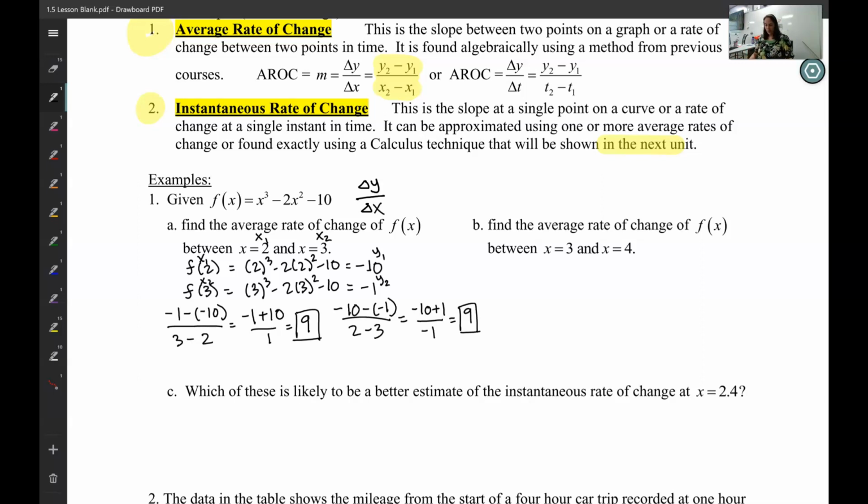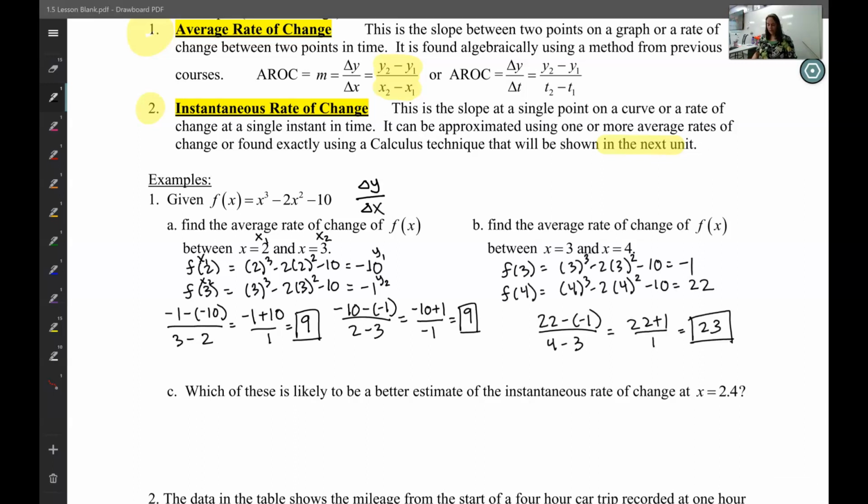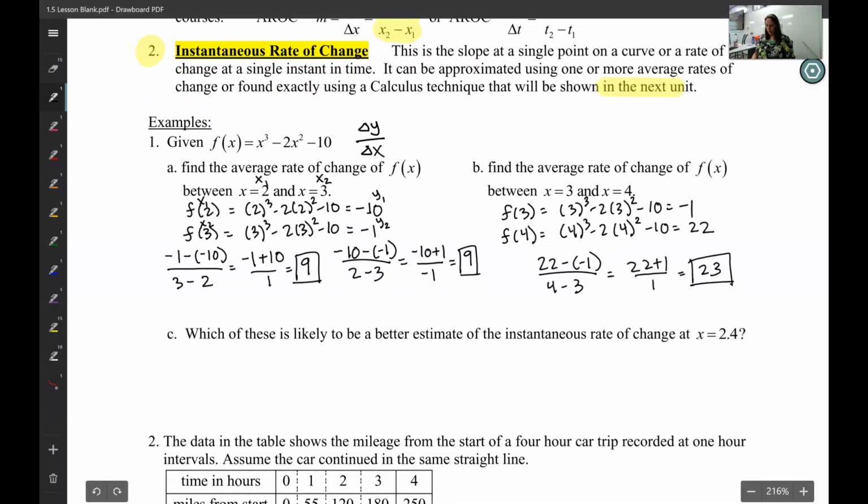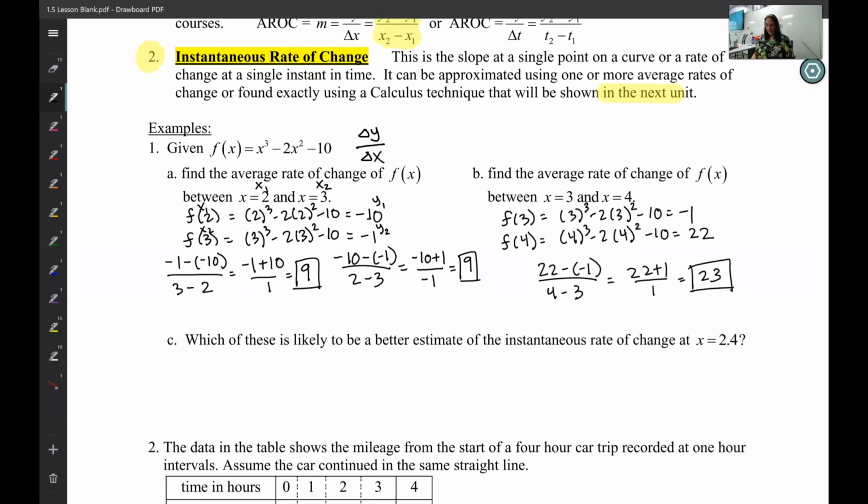So pause the video, try out B. Ready, set, go. Okay, should have gotten 23. Now let's look at part C. Which of these is likely to be a better estimate of the instantaneous rate of change at x equals 2.4? So which do you think? 9 or 23? Which would be a better estimate of the rate of change at 2.4?